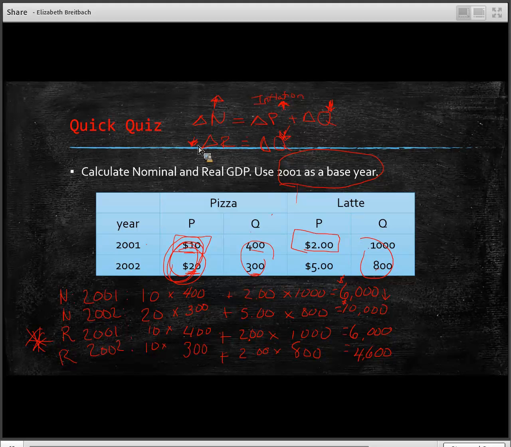All right, so as you continue on with GDP, before you go on, if you have any questions calculating real or nominal GDP, work on those worksheets and stop by my office hours.